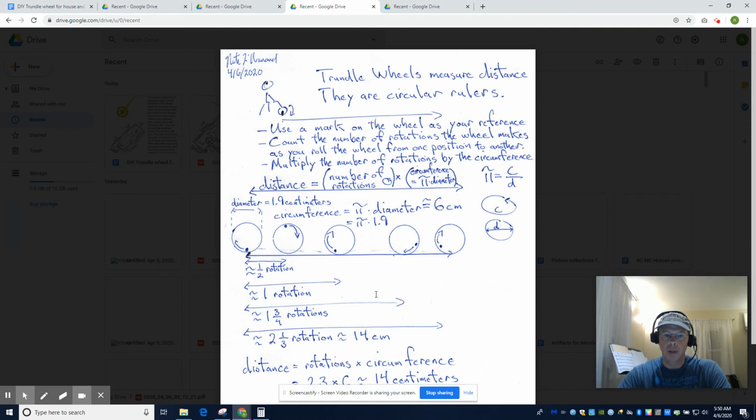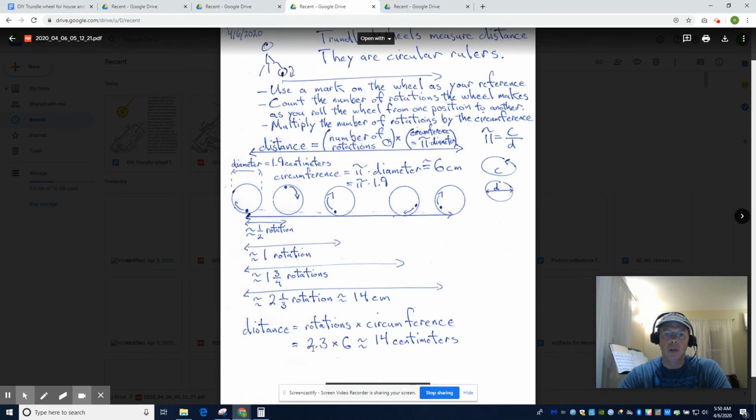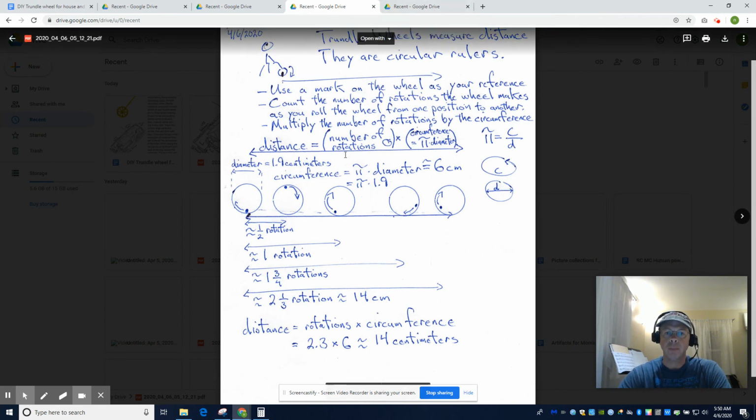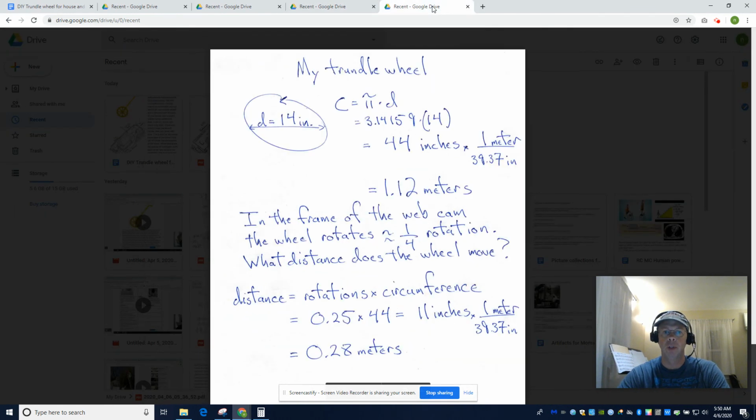And this isn't the greatest diagram. 2 1/3 rotation should put the dot right about here, more like 10 o'clock position. Anyway, 2 1/3 multiplied by 6 is 14 centimeters. So the entire length of this line is 14 centimeters. That's my little penny sample calculation. Rotations multiplied by circumference. That's how far your trundle wheel has moved.